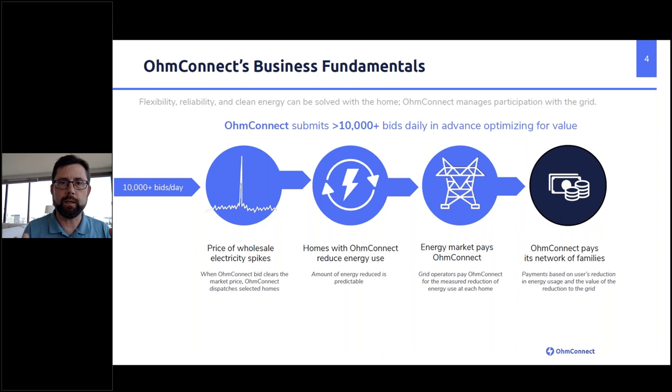We also use behavioral when we need to get more or do extra, and that involves text messages and emails and is a really critical component. We then get paid for the energy we've saved, and we turn around and provide a big chunk of what we get paid to the families, to the residential customers that participated, based on their participation. We'll show you that in a minute.